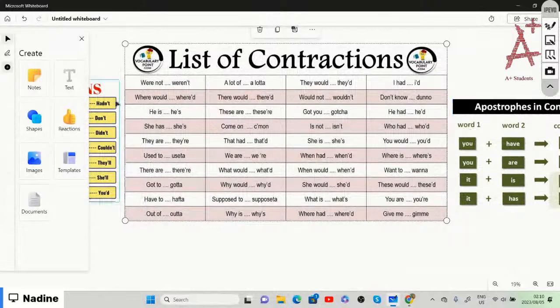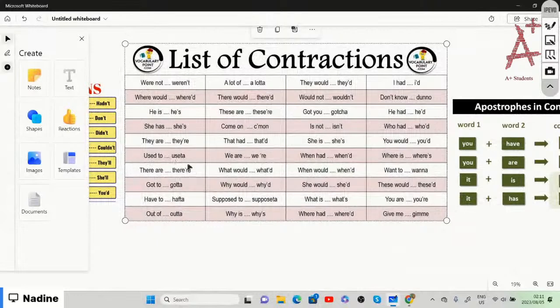And then we have where would, which is where'd. There would is there'd. Would not is wouldn't. Do not know is dunno. He is, he's. She is, she's. They are, they're. Used to, used to.